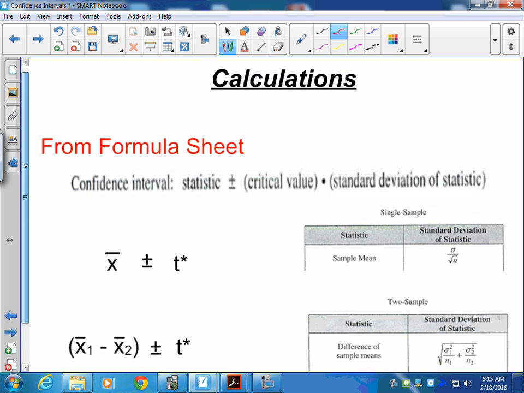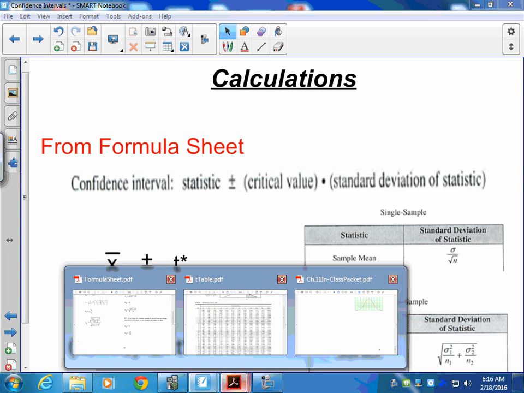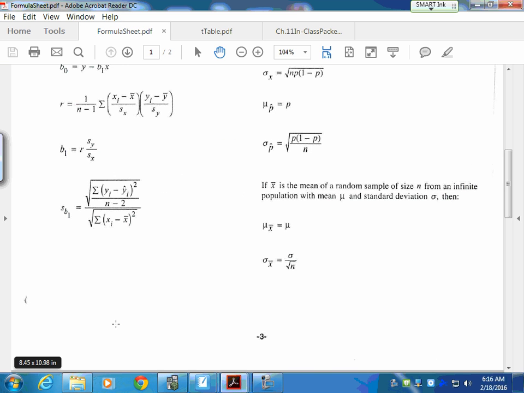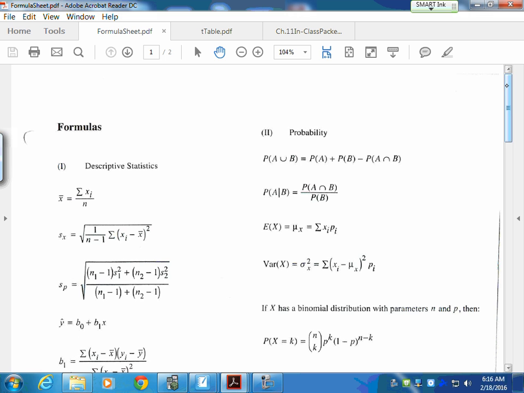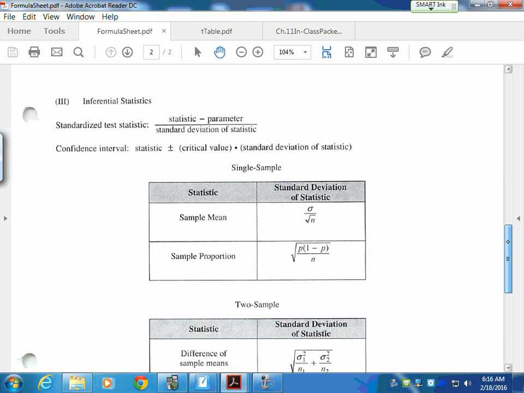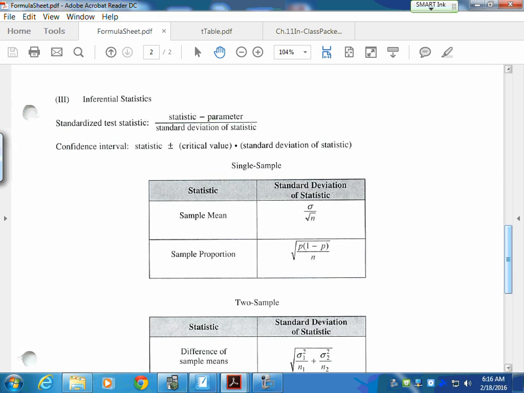Okay, calculations. The one thing that you want to remember is the formula sheet houses all of the calculations that we're looking for. So I've cut some of them out here, but I want to show you as well. Okay, the formula sheet that you're given. Okay, this is going to be given to you for the test. And if you go over to the back side, this is all of our inferential stats or hypothesis test confidence intervals. Okay, you're given the confidence interval formula.